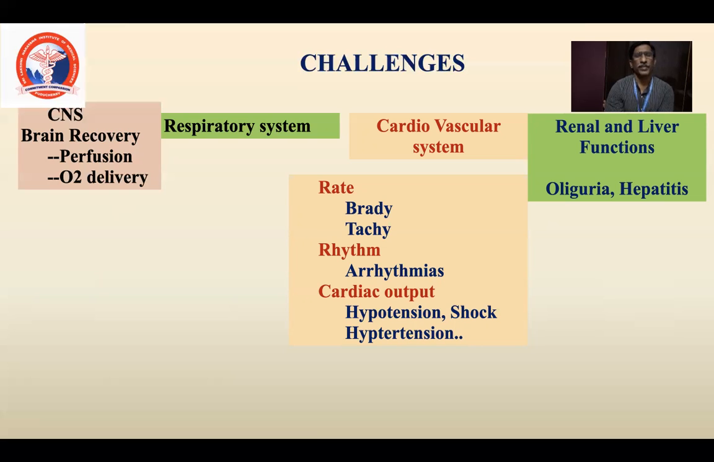So coming to the cardiovascular system, how can the cardiovascular system be affected? Anesthesia affects all systems. It interferes with all systems. It can increase the rate or decrease the rate, say bradycardia or tachycardia. It can cause arrhythmias. It can interfere with the cardiac output, causing hypotension, shock, or it can increase the BP also, hypertension.